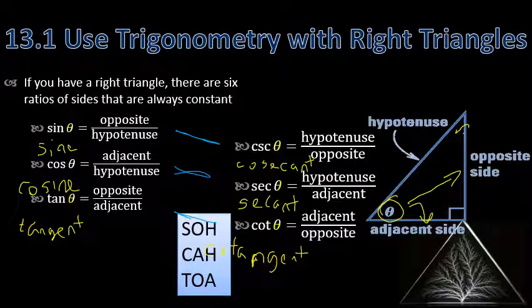Way to remember it is SOHCAHTOA. Sine is opposite over hypotenuse. Cosine is adjacent over hypotenuse. Tangent is opposite over adjacent. And then the other 3 are reciprocals. And for the reciprocals, the co's do not go together. It's always a co and something else. Sine and cosecant, cosine and secant, tangent and cotangent.